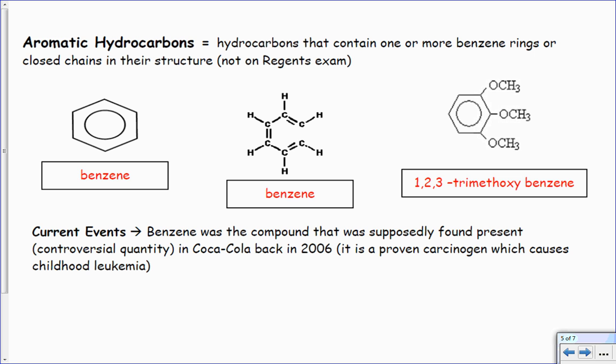Benzene, here are 2 different ways to write benzene. Aromatic hydrocarbons contain 1 or more benzene rings or closed chains. So benzene, when I see this ene, there's a double bond. And this is what it looks like. They alternate because I can't have double bonds on either side or I wouldn't have any hydrogens on there. Okay.